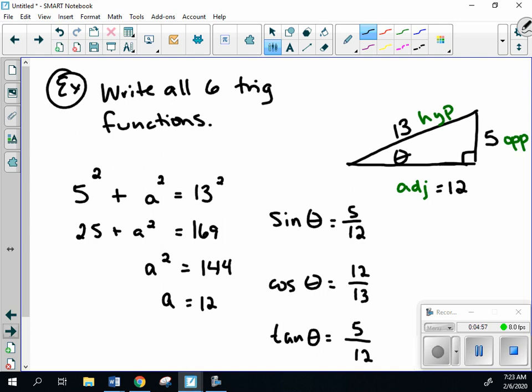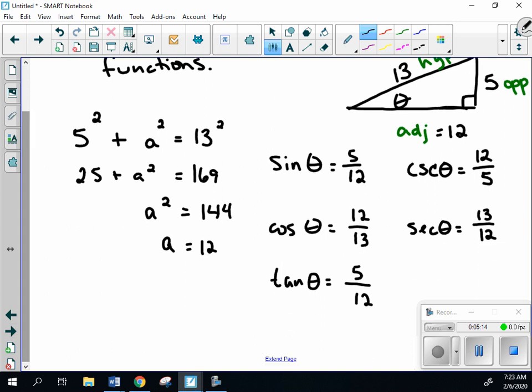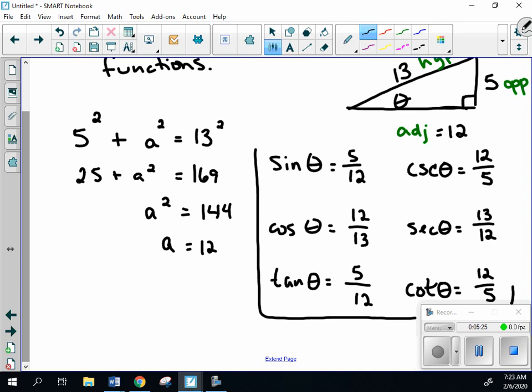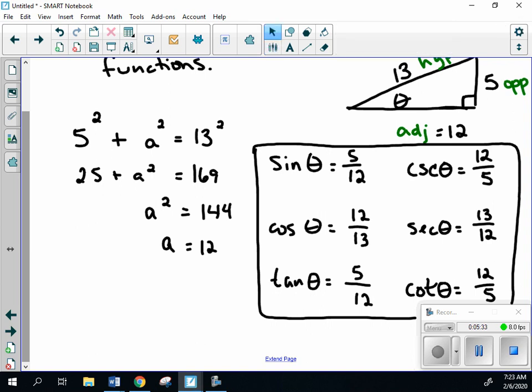Now I'm going to match up my pairs. Sine starts with an S, so it matches up with cosecant. Cosecant of theta is 13 over 5. Cosine matches up with secant. So secant theta equals 13 over 12. Cotangent matches up with tangent, so I have 12 over 5. These are my 6 different trig functions. And as you can tell, I used the Pythagorean theorem in order to find all of my sides. Now, that's the relationship between the 6 different trig functions.